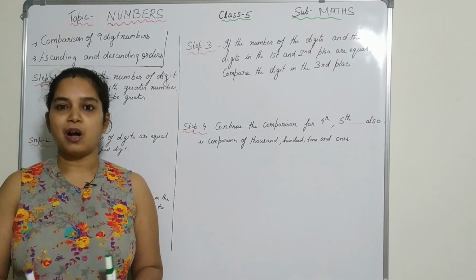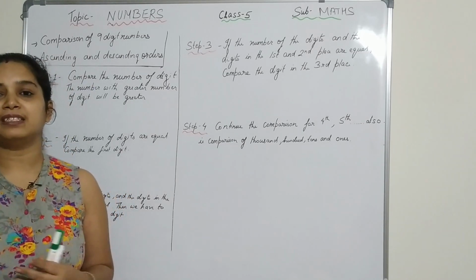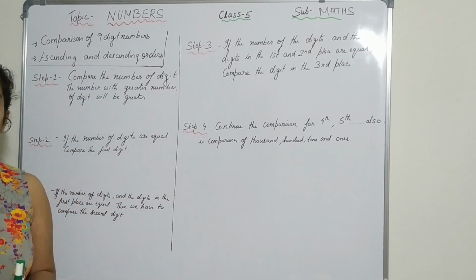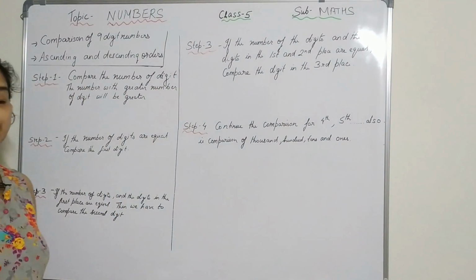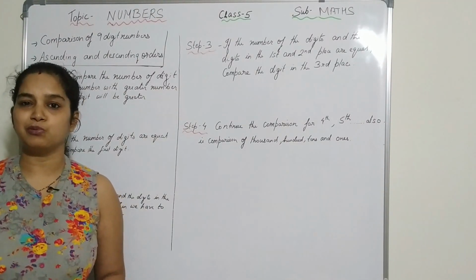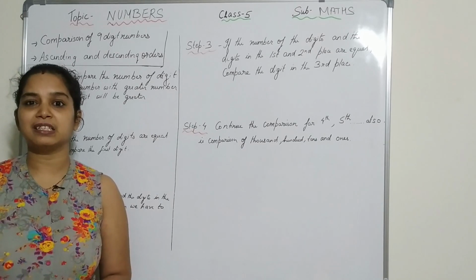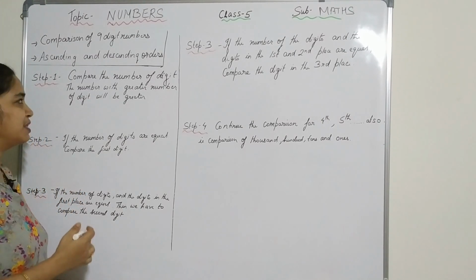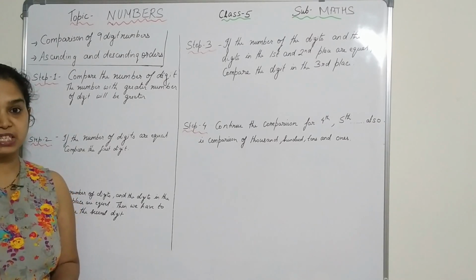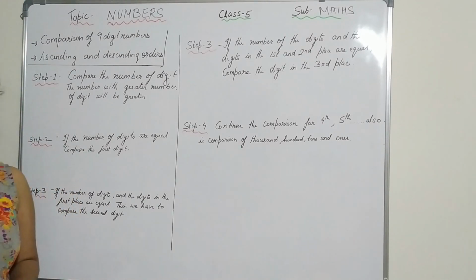So how do we compare 9-digit numbers, that is, how do we compare larger numbers? In order to compare numbers there are certain rules to decide which number is greater than the other. Step 1, or rule number 1, is to compare the number of digits. The number with the greater number of digits will be greater.